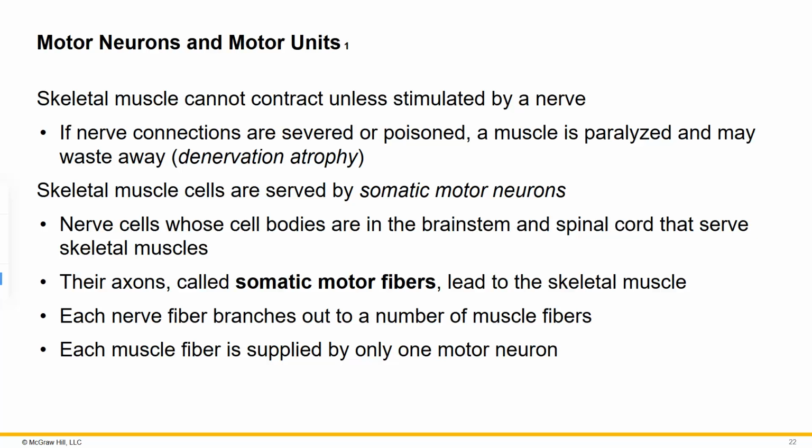Skeletal muscle cells are served by somatic motor neurons, nerve cells whose cell bodies are in the brainstem and spinal cord. Their axons, called somatic motor fibers, lead to the skeletal muscle. Each nerve fiber branches out to a number of muscle fibers. Each muscle fiber is supplied by only one motor neuron.